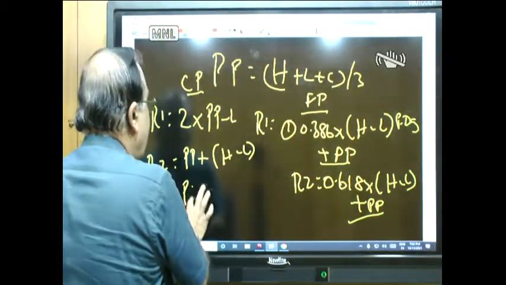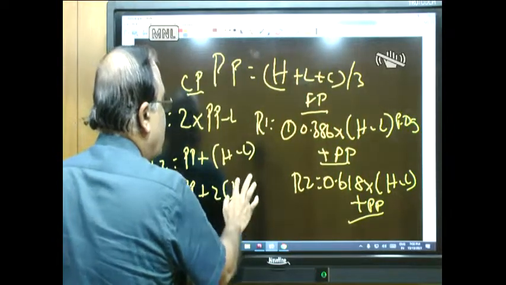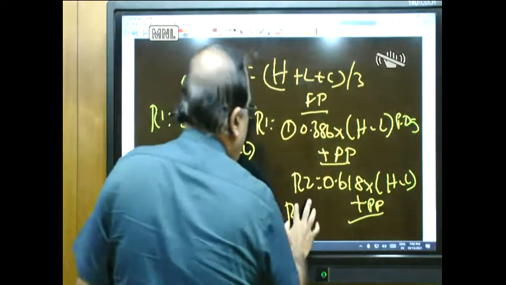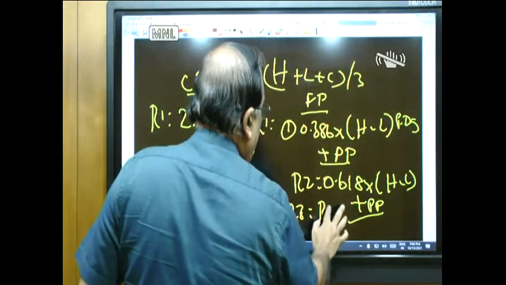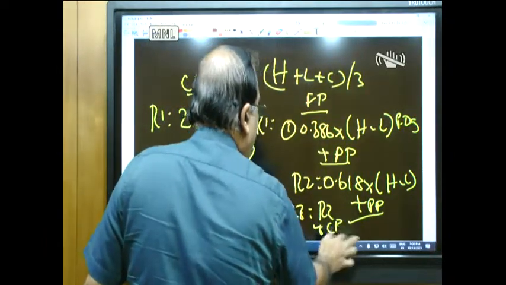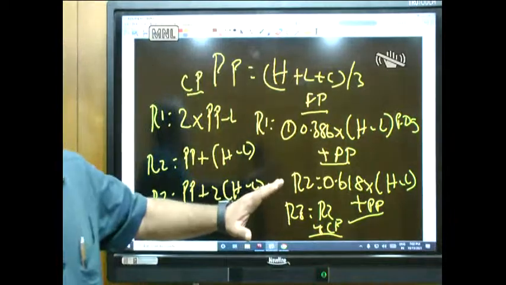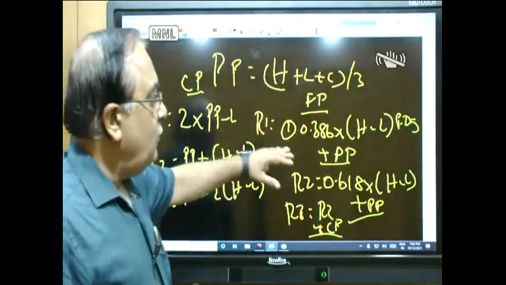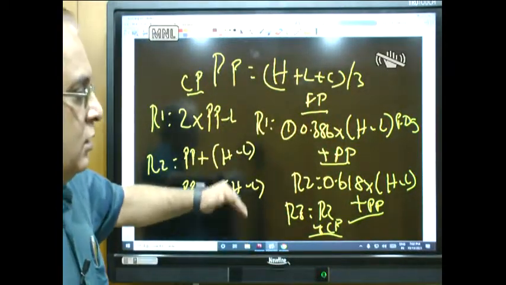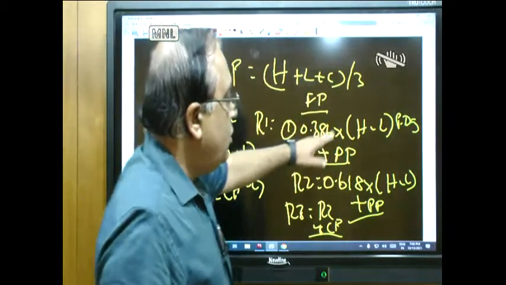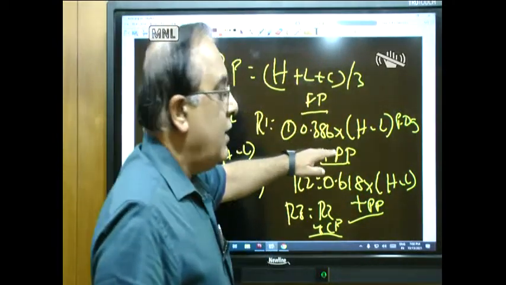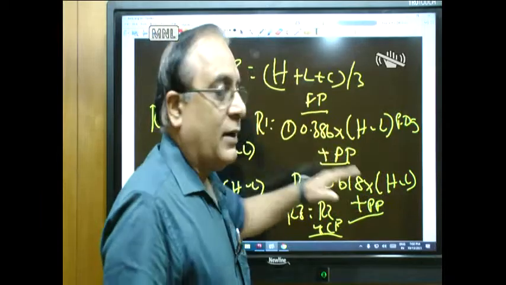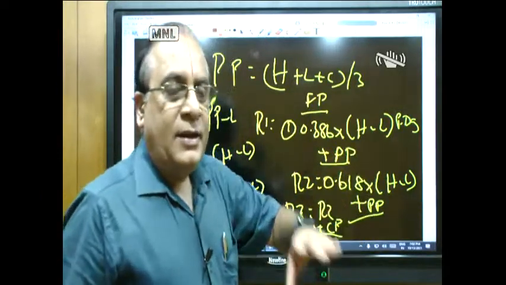This is R2. R3 in classic pivot is PP plus twice the H minus L. Here the R2 of classic pivot is the R3 in Fibonacci pivot. It is the same thing as far as S1, S2, S3 is concerned. The only thing is that here 0.386 into previous day range will be subtracted from the pivot. PP minus it will come.